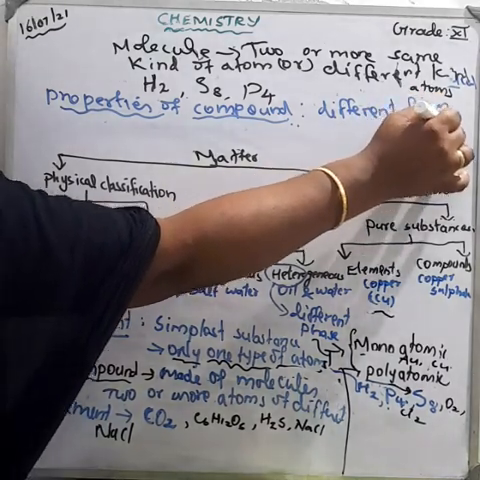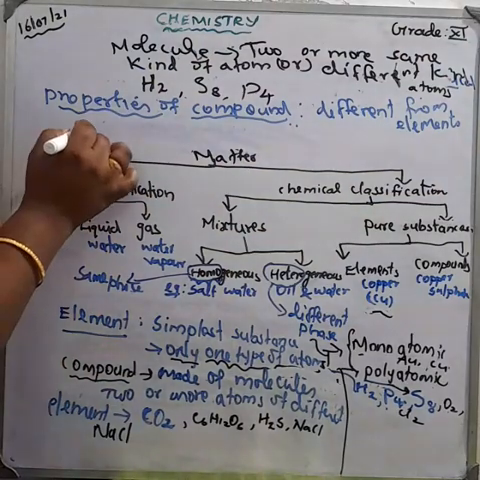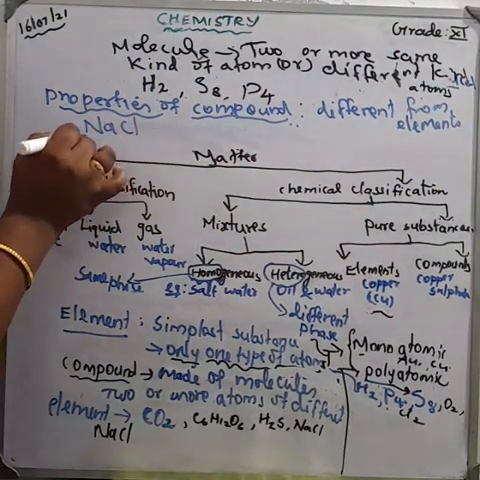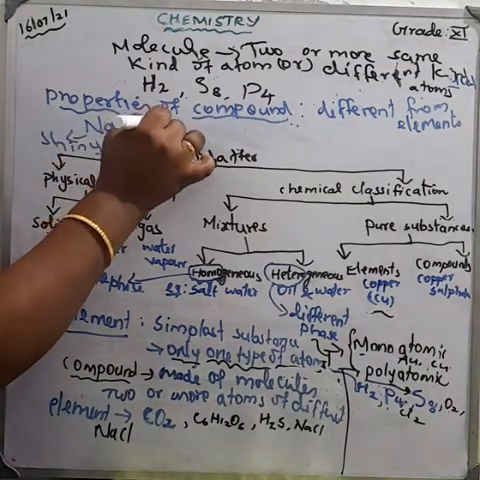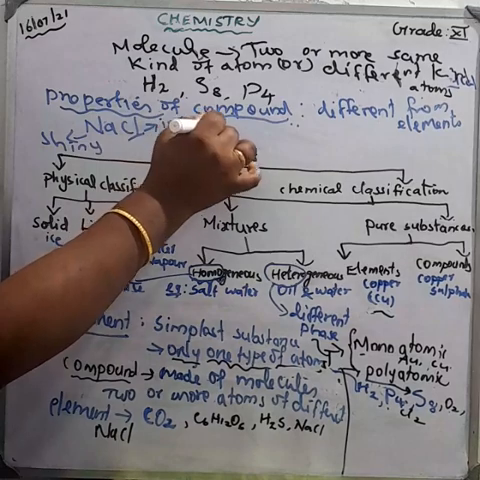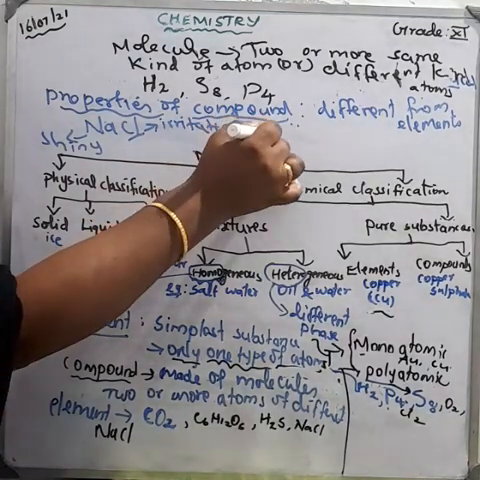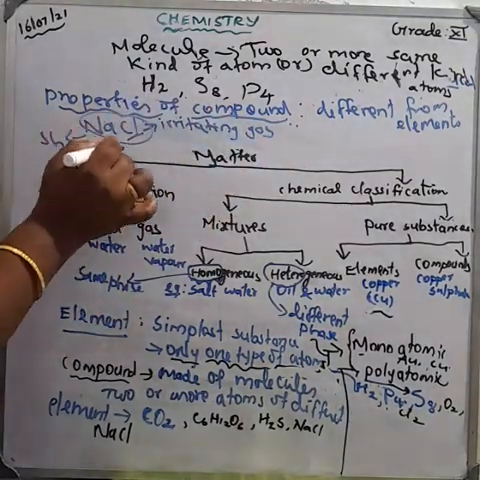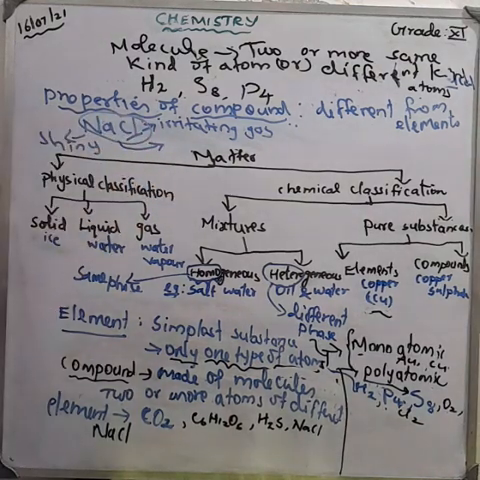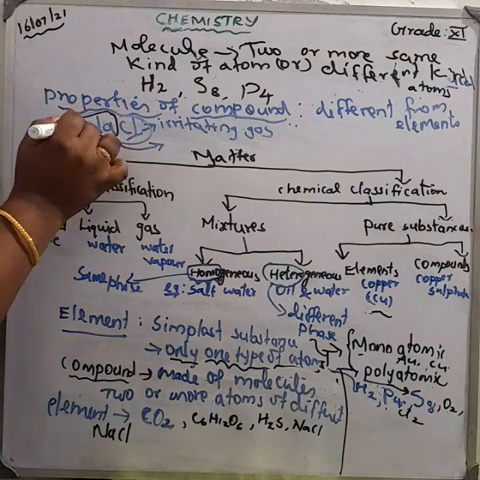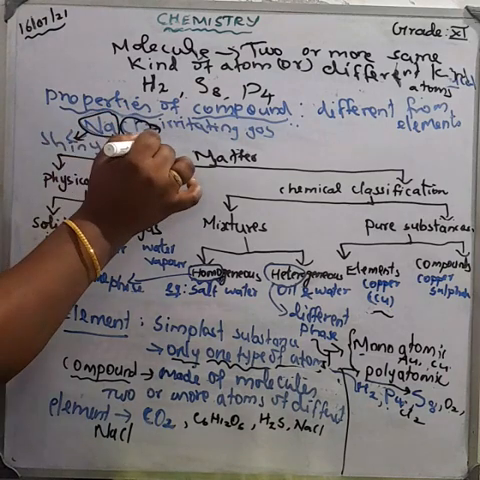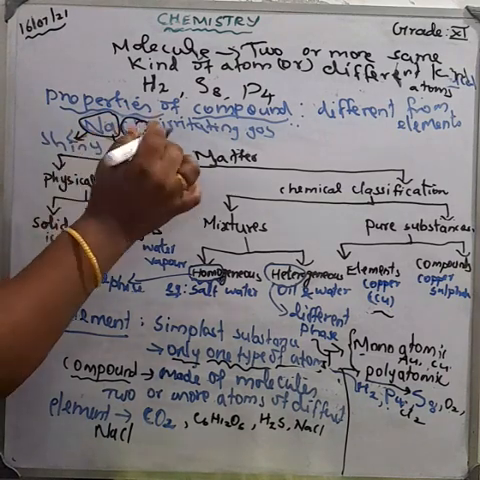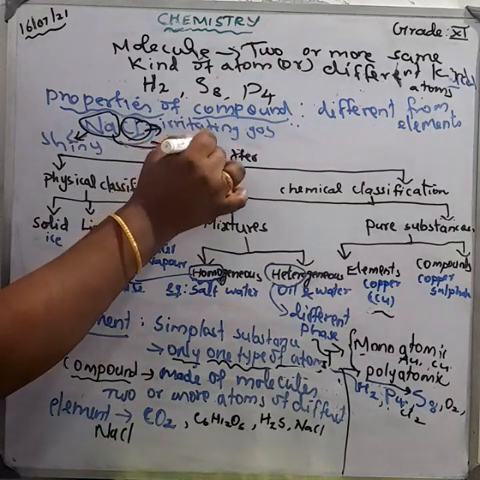Here, sodium is a shiny metal. Chlorine is an irritating gas. But the compound formed from these two elements, sodium chloride, shows different characteristics, as it is a crystalline solid. Sodium chloride is the common salt. What is the name of common salt? Sodium chloride. Important for the 1 mark question.